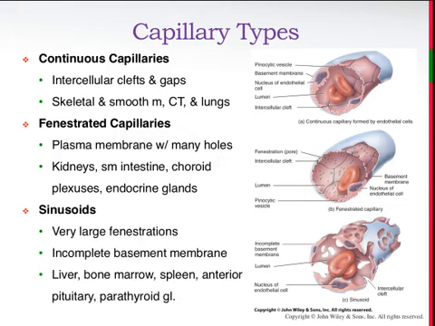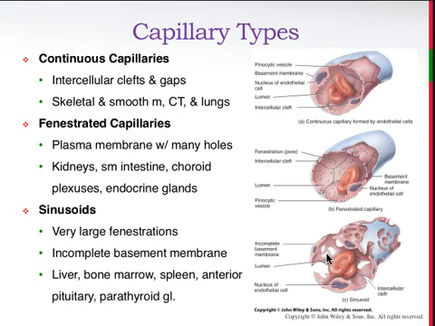Our third type that we're going to talk about are called sinusoids. Sinusoids are another form of a fenestrated capillary, but in this case the fenestrations are very large. They've come together, they've coalesced, and we've got these much larger openings. They look much more like Swiss cheese to me.